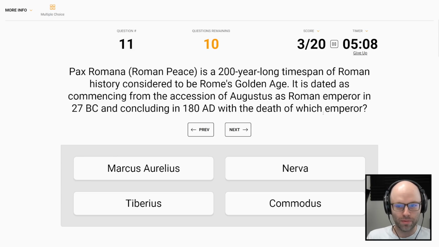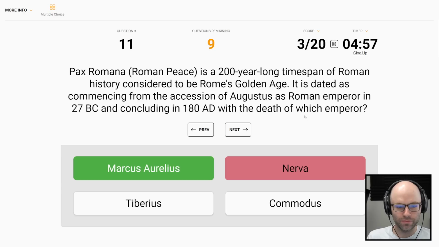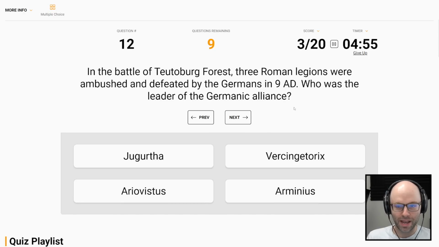When did Pax Romana end? It commences from the accession of Augustus and ends in 180 with the death of which emperor? Nerva. That's Marcus Aurelius. You're not wrong. My ass is grass. In the Battle of the Teutoburg Forest, 3 Roman legions were ambushed and defeated. Who was the leader of the Germanic alliance?